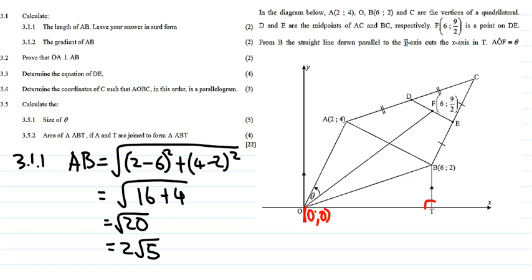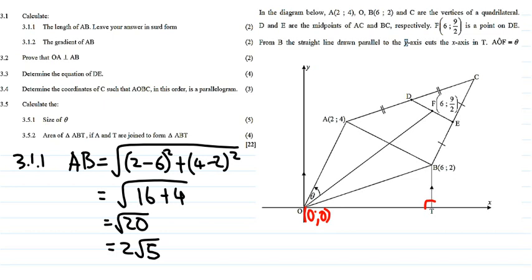Remember, 20 can be written as a product of a perfect square and a non-perfect square. That is 4 times 5 in this case. So the square root of 4 is 2, that's why we have 2 outside, and we have 5 in there. Okay, cool. That is that. Number 1, 3.1.1 done.